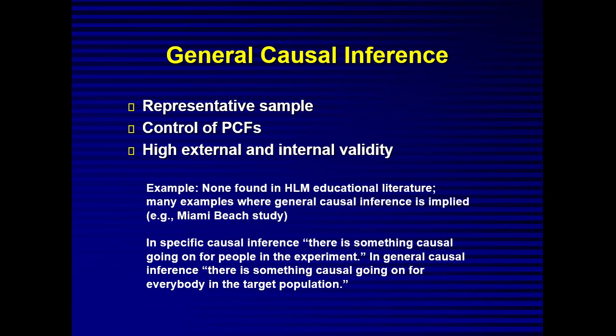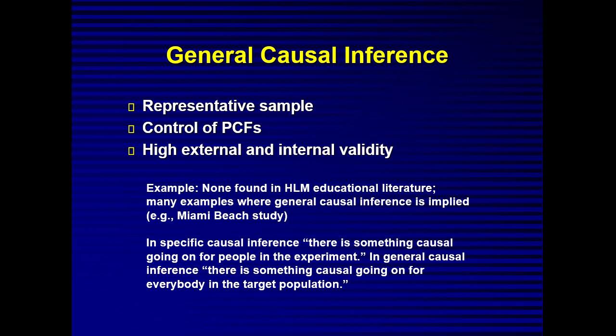Finally, we can put this all together. What if we have a representative sample, and what if we're controlling the potential confounding variables? The easiest way to envision doing this is through a random sample from our population and through randomization to our conditions. In this case, we have both high external and internal evidence of research validity.